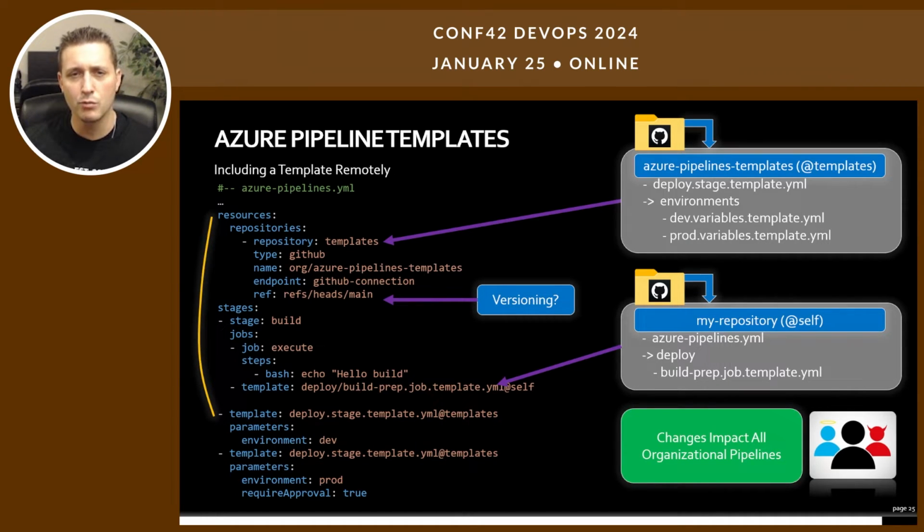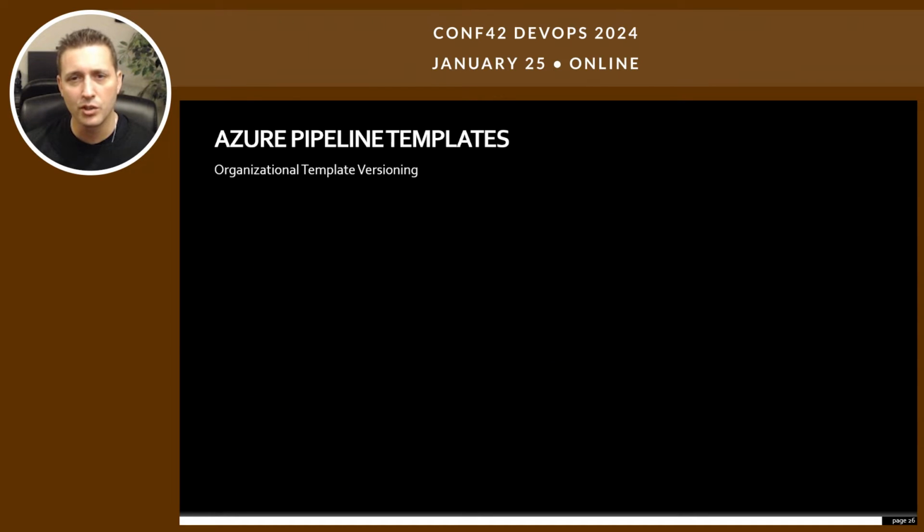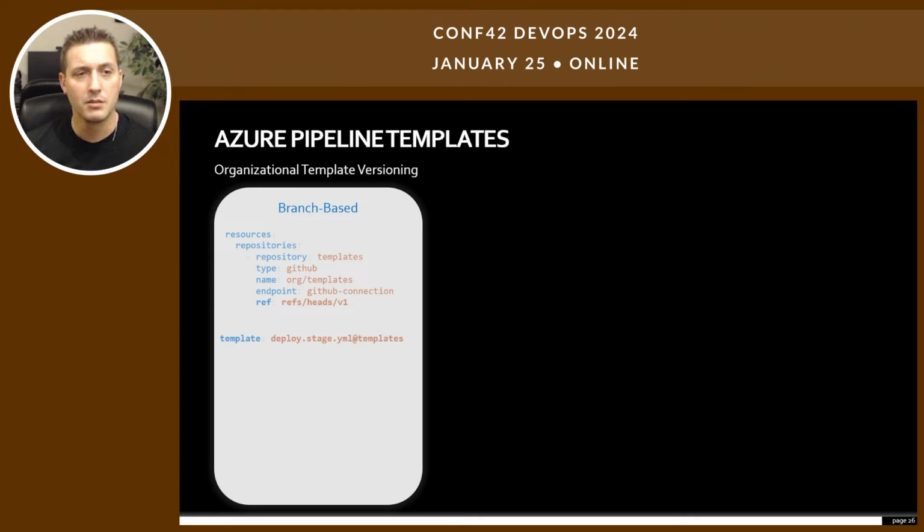So in this shared repository that you might create to host your templates, how do you want to version those? In this case, it's just referencing whatever's in the main branch. But there are different organizational template versioning strategies you might want to consider. The first is branch-based. You could just have different branches, a V1 branch and a V2 branch, and you could put those templates in there, and then your V1 branch has everything for V1.